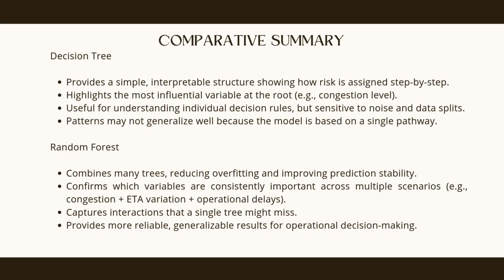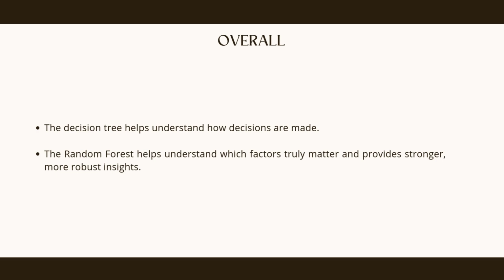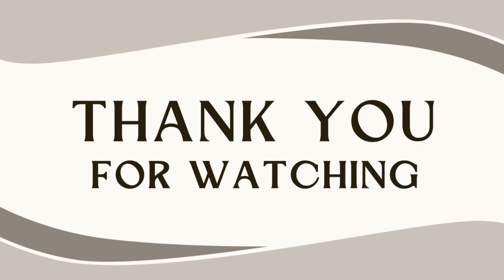To summarize the comparison, the decision tree is simple and highly interpretable. It shows how risk is assigned step by step, but it is sensitive to noise and to the particular train-test split. Overall, we can say decision trees help us understand how decisions are made in a very transparent way, while forests help us understand which factors truly matter in a consistent way across the dataset. Combining both views, we get strong predictive power to support logistics planning and risk management.